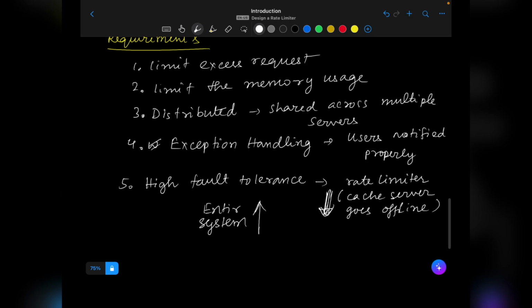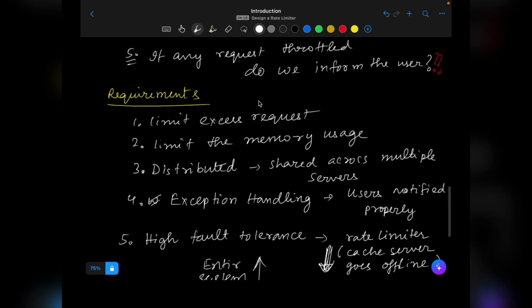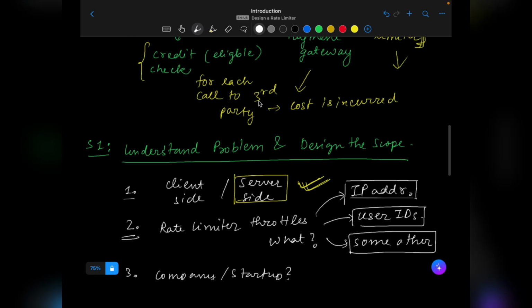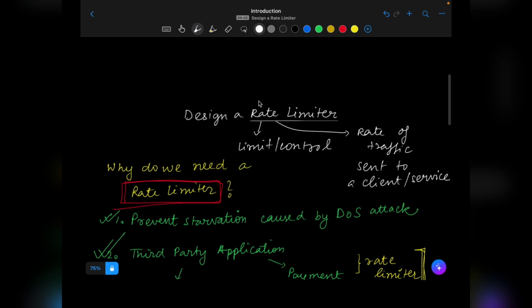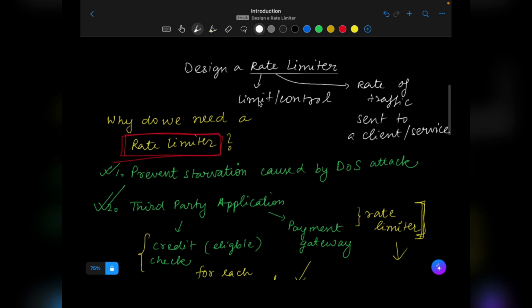So if we just give a glimpse of what we have gone through in this video, first we defined what is a rate limiter. From the name it's very obvious that a rate limiter is used to limit or control the rate of traffic requests sent to the client or a service. Moreover, why do we need a rate limiter? That is the main question.